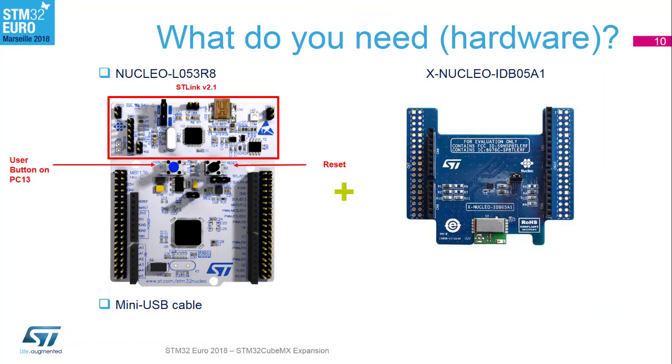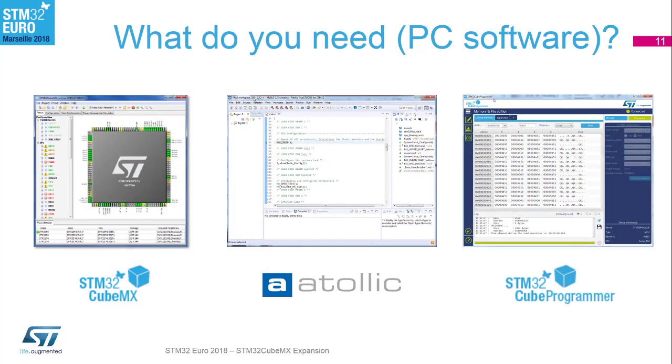For the workshop today, most of you have already got them out. We're using the Nucleo L053 board. We're using the BlueNRG shield, or expansion board, and the mini USB cable. That's the hardware. Software, obviously we're using CubeMX. That's the workshop that we're here to do. So we're going to use CubeMX as the configuration tool. We're going to get that to generate the software. Then we're going to use the Atollic IDE in order to do the compilation and debugging.